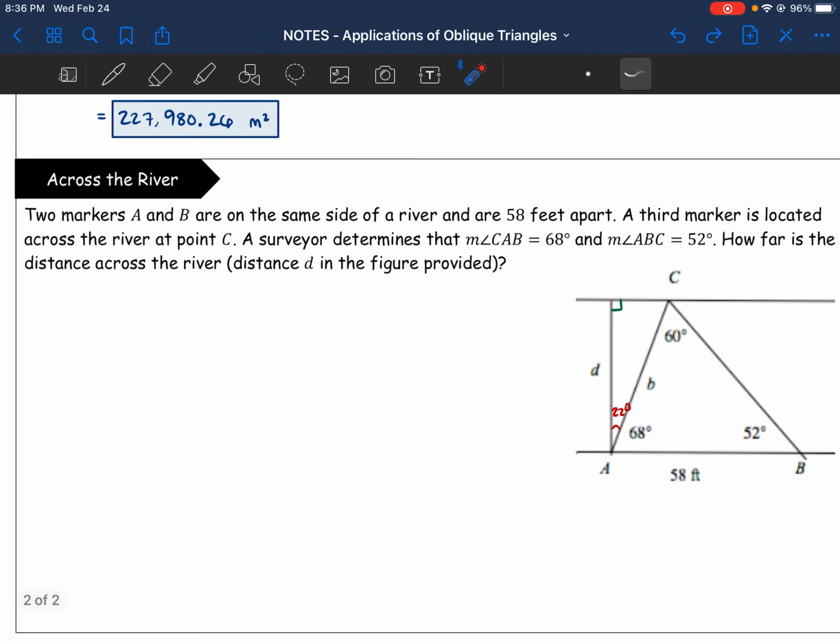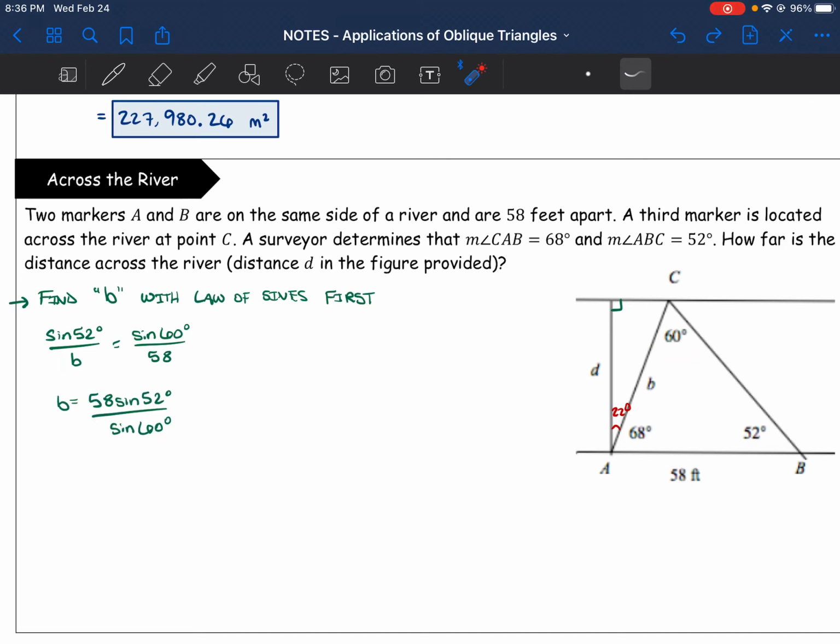And when I look at this, I'm going to use the law of sines. I have an angle, a side, and an angle, and I can use law of sines pretty quickly and easily. So let's find B. I'm going to set up the sine of 52 degrees over side B equals the sine of 60 degrees over 58. Cross multiply and solve for B, and you're going to get that B is 52.78 feet.